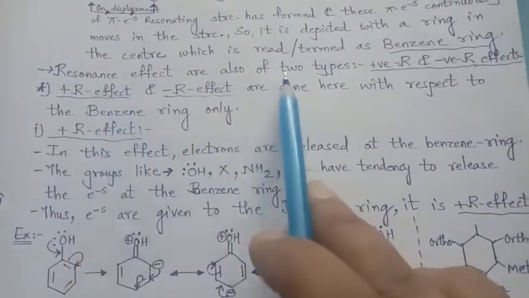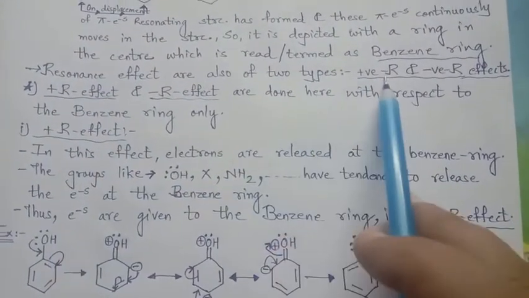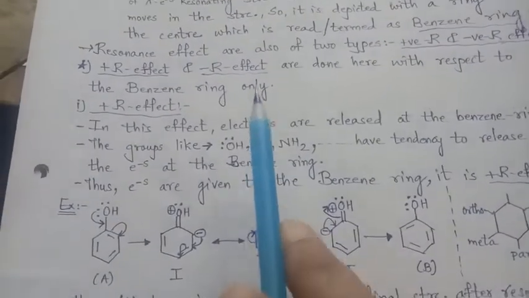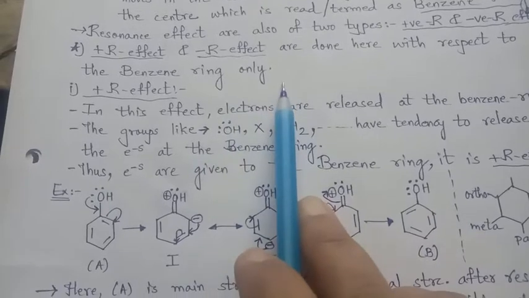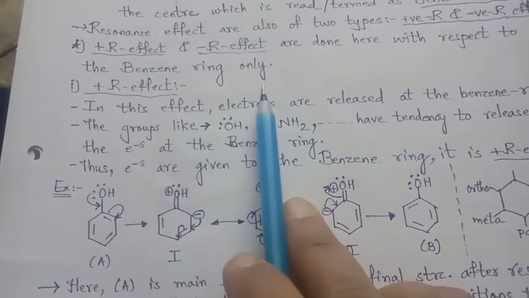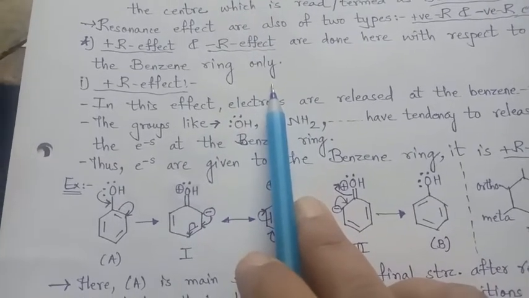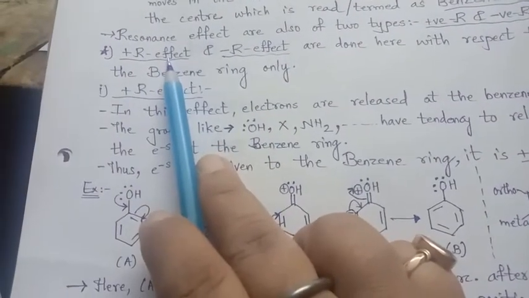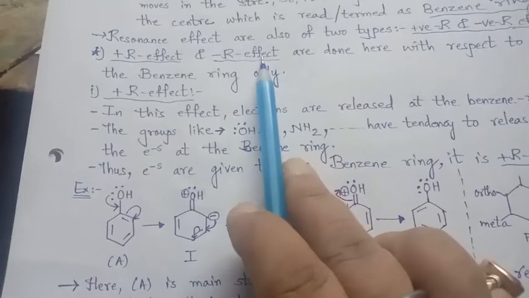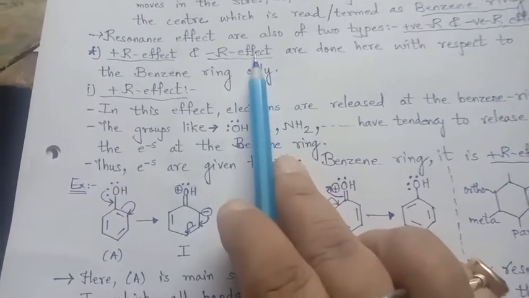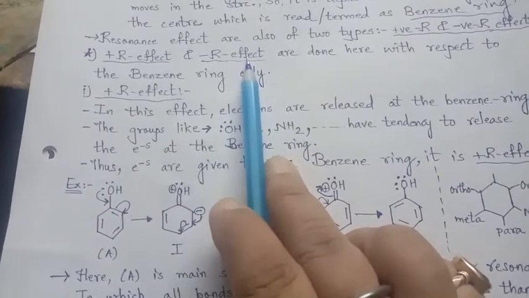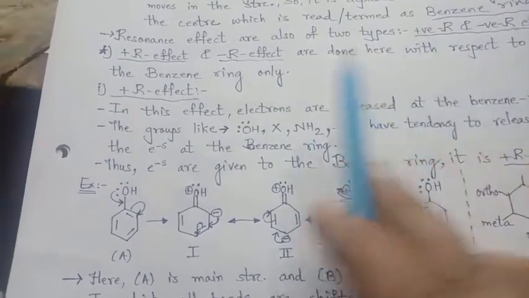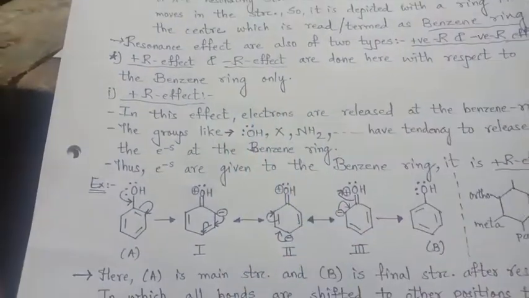Resonance effects are also of two types, positive R and negative R effect. All effects are of both types: inductive, positive I, negative I; electromeric, positive E, negative E; and now here positive R effect and negative R effect, right? So positive R effect and negative R effect are considered here with respect to the benzene ring only, right?